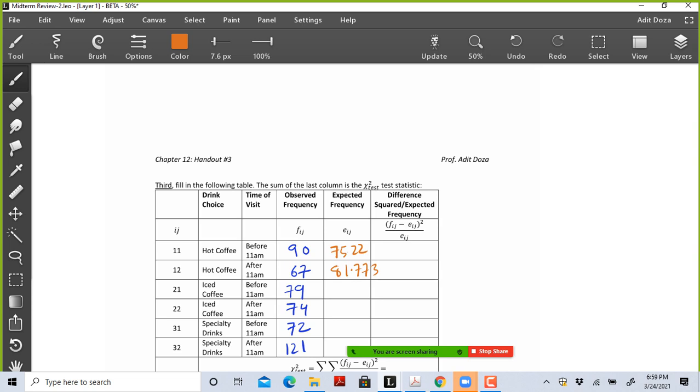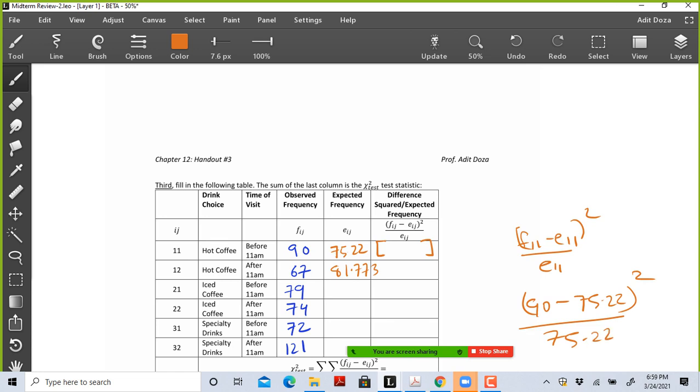Once you find it, let's do one of these: (O11 minus E11) squared over E11. Let's do this part first. This is 90 minus 75.22, squared, divided by 75.22. What is that value?